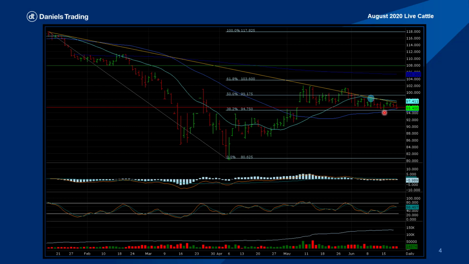So no harm, no foul, because we won't be long. We'll just let the market sell off, create a new formation, and look to get long if there is a new formation set up. But this order is working. It wasn't filled yet because I didn't want to get long until there was a breakout.